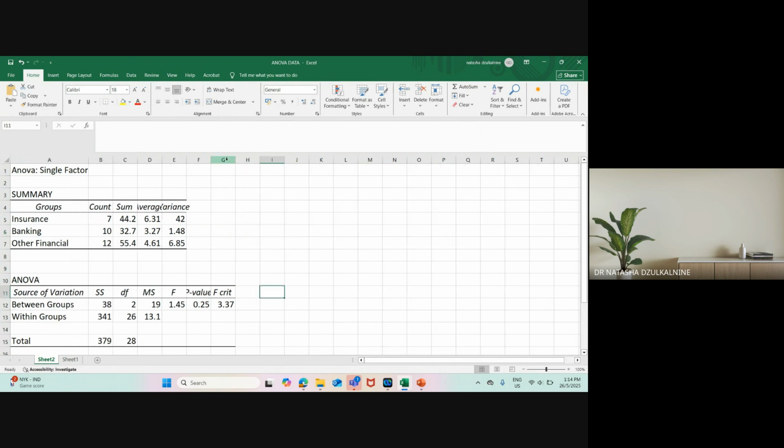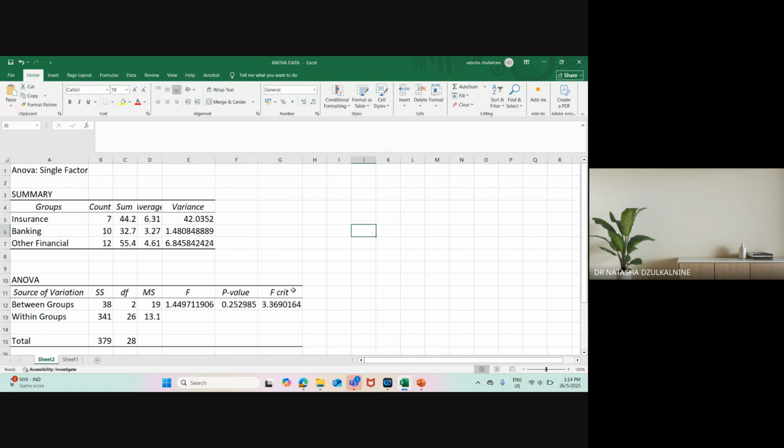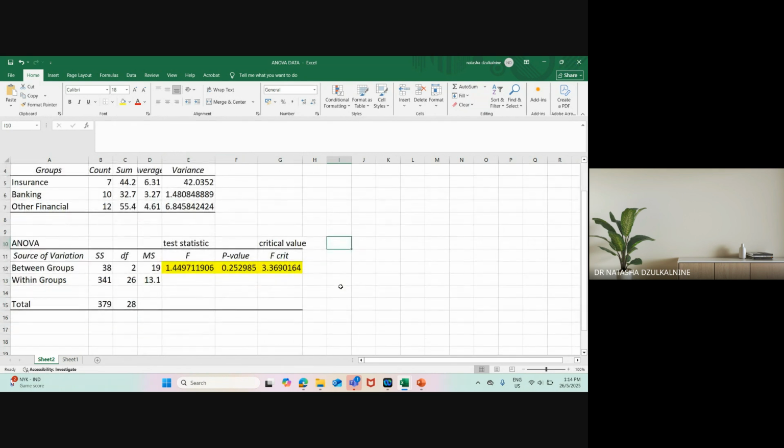From here, the important values are actually the F, the P-value and the F critical. This is the test statistic, this one is the P-value, and this is the critical value. From here we can see that we fail to reject our null hypothesis since our p-value is more than 0.05, and also the test statistic is less than the critical value.